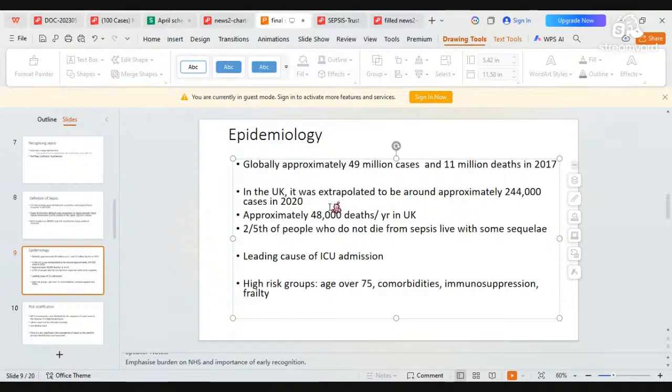Just to add, globally, it is said that there were 49 million new cases of sepsis diagnosed in 2017. But the vast majority of these cases occur in resource-poor countries, like in sub-Saharan Africa. Needless to say, when you talk about their living conditions, sanitation, and socioeconomic status, that probably deprives them of easy and quick access to hospital facilities when they ought to go there.